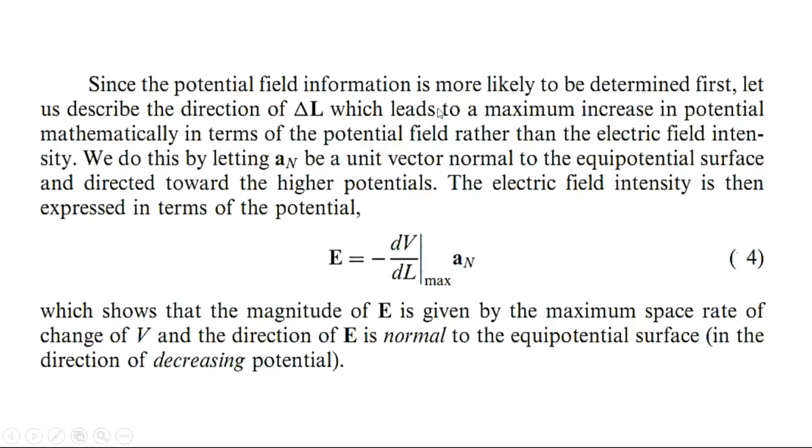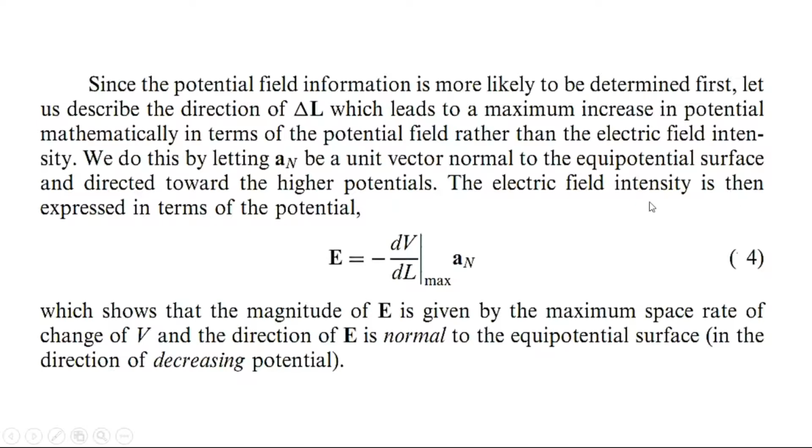Since the potential field information is more likely to be determined first, let us describe the direction of del L which leads to a maximum increase in potential mathematically, in terms of the potential field rather than the electric field intensity. We do this by letting AN be a unit vector normal to the equipotential surface and directed toward the higher potential. So we defined a unit vector AN which is normal to the equipotential surface and which is directed toward the higher potential.